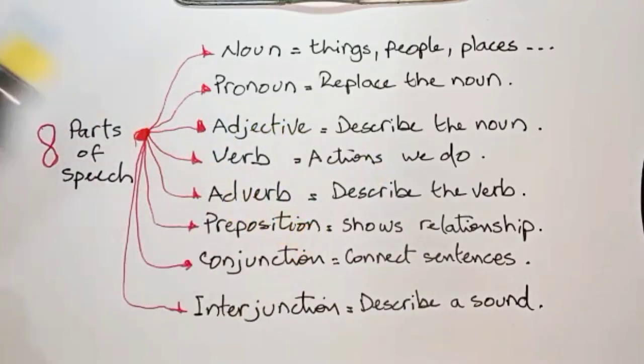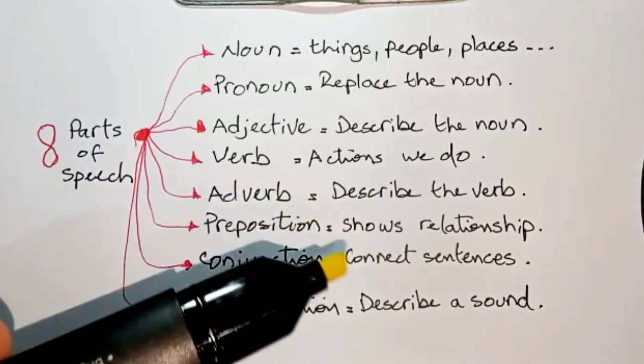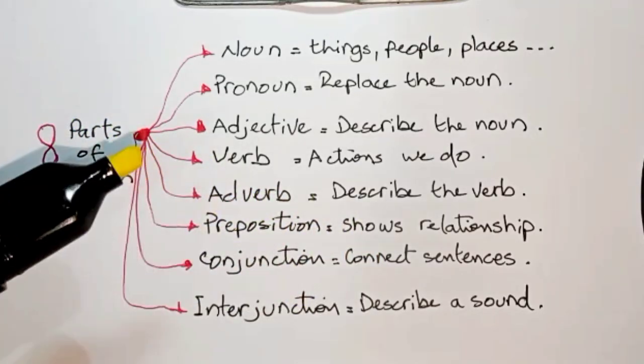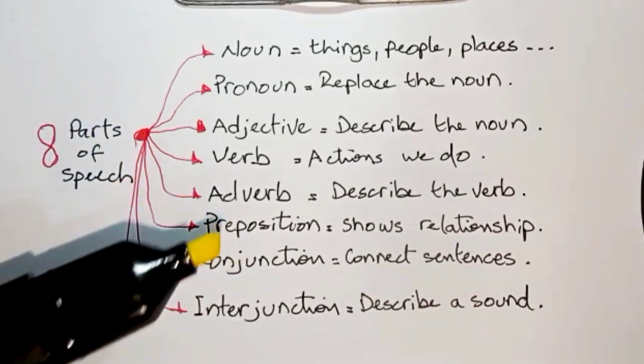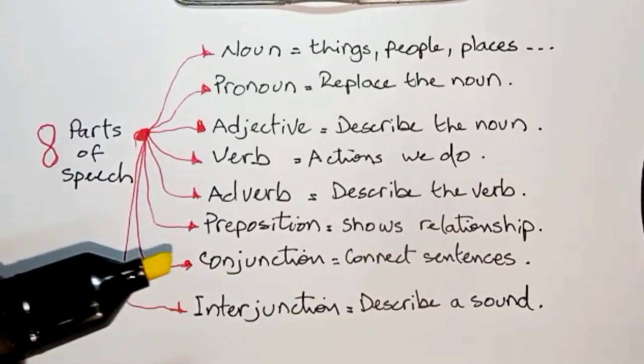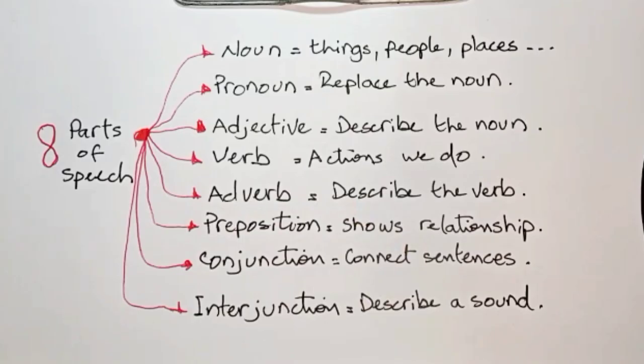Adjective describes the noun. When we describe the noun, we use the adjective. For example, big car, small building, beautiful picture, wonderful sunset, etc. Verbs. Verbs are actions we do. For instance, sleep, wake up, get up, wash, brush, eat, drink, play, watch, go, come, etc. They are actions we do.